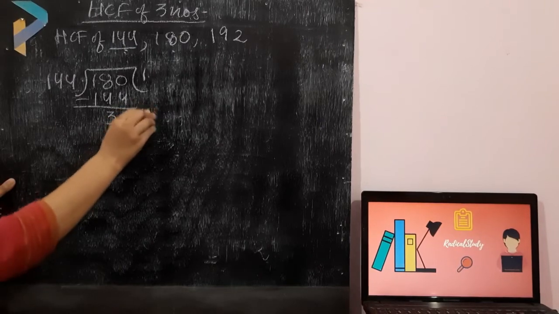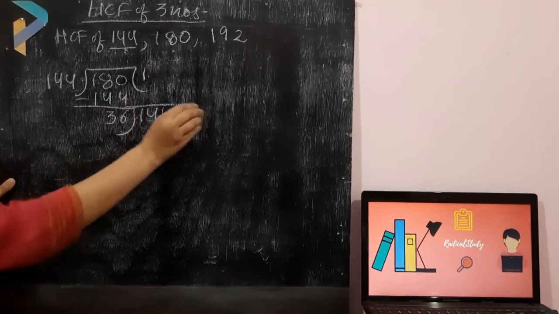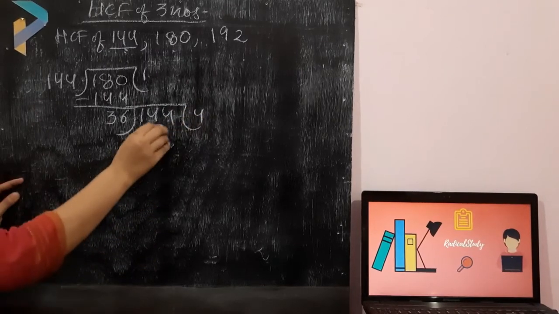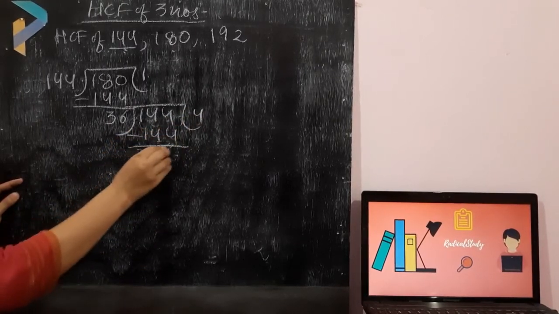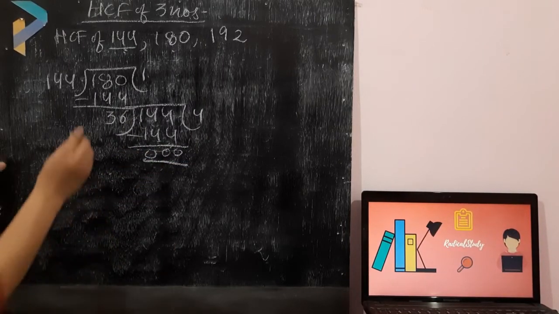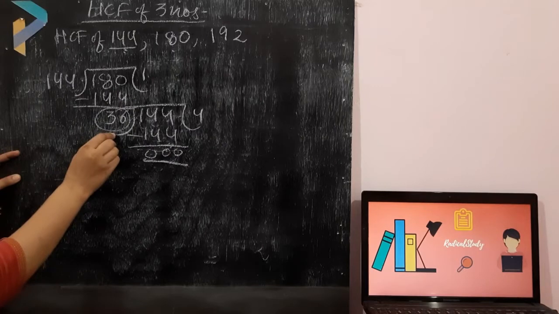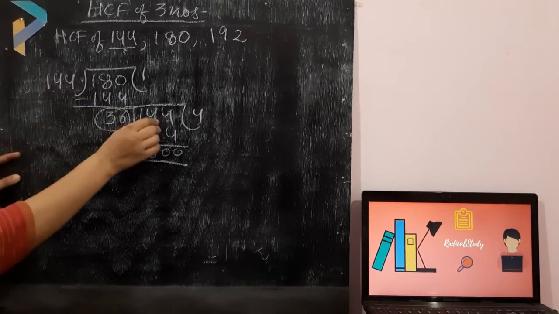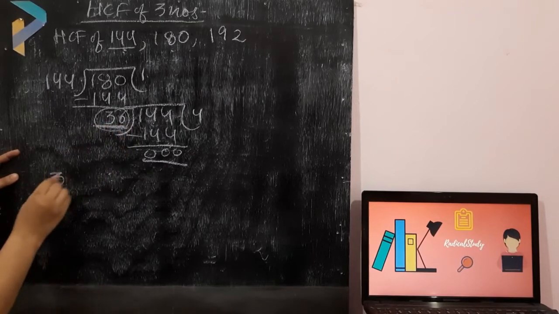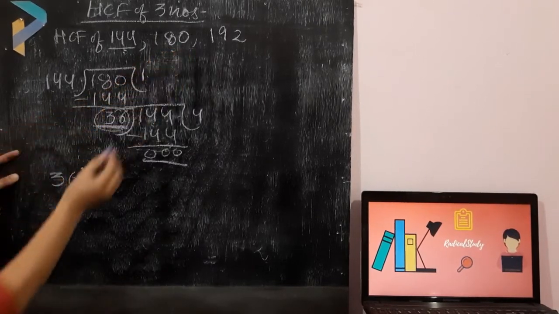Now 36 will be divided by 144. 36 fours are 144, so we have got 0 over here. Now what we have to do is, this remainder became the divisor and this divisor became the dividend over here. Now this divisor will be taken as a divisor and I will be dividing the last number.